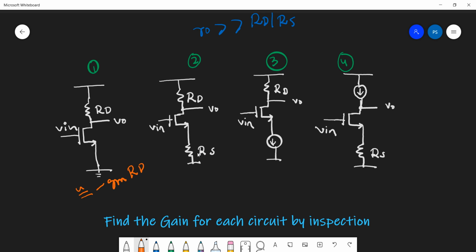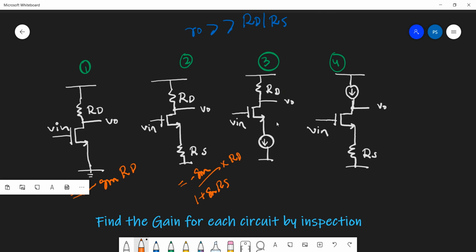Okay, fine. Look at the second circuit, take 5 seconds and quickly comment on what is the gain at VO. Fine, I'm sure you have all given it a try. The gain of this stage would be simply minus gm divided by 1 plus gm into RS, and here also the resistance looking downward will be very high, so you can approximate it and multiply by RD. Okay, the third one.